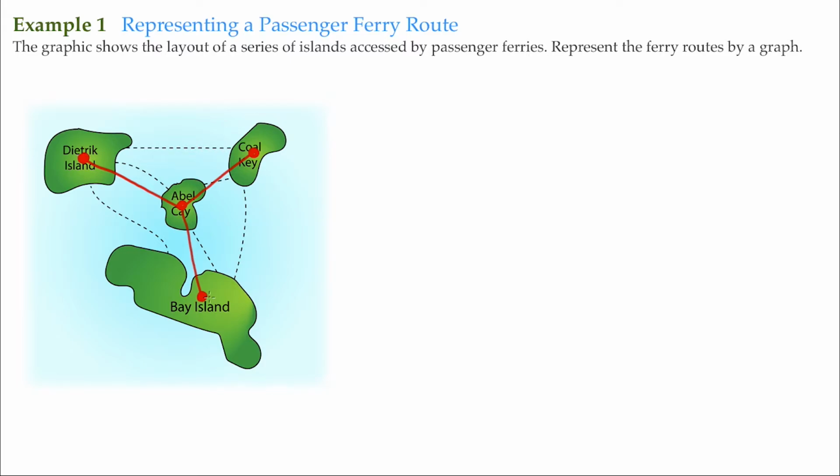Then I'll do that for each island. As we can see for Bay Island, there is a ferry that goes up to Coal Key, so I'll represent that with an edge. There's also one that goes up to Dietrich Island here. And then we can see that there is a ferry that does connect Dietrich Island to Coal Key. So now just to represent that with a graph over here, I'm just going to repeat that. If I make this Dietrich Island here, Coal Key here, here is Able Cay, and then Bay Island. And this is pretty much what it looks like.